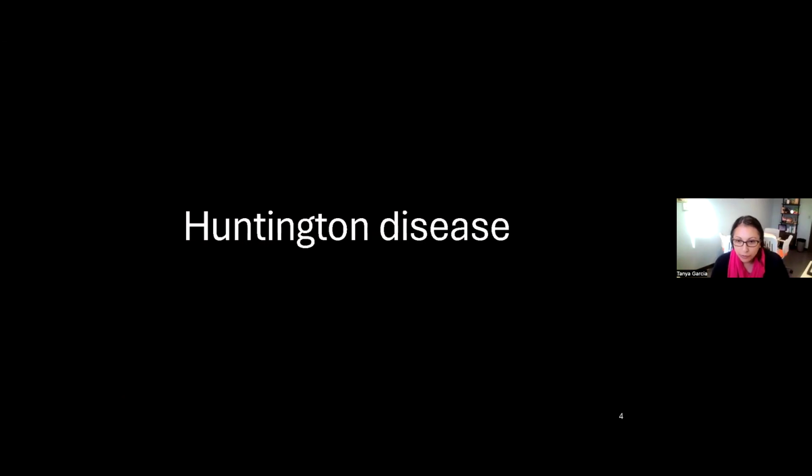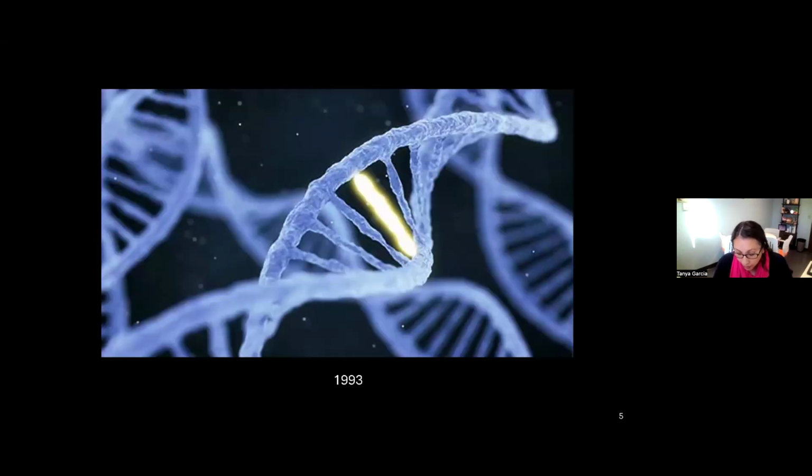Now, for those of you not familiar with this disease, you can think of it as this cruel combination of Alzheimer's, Parkinson's, and ALS all wrapped into one. In short, it's a truly devastating disease. But there is hope because out of all the neurodegenerative diseases, we know its exact cause.